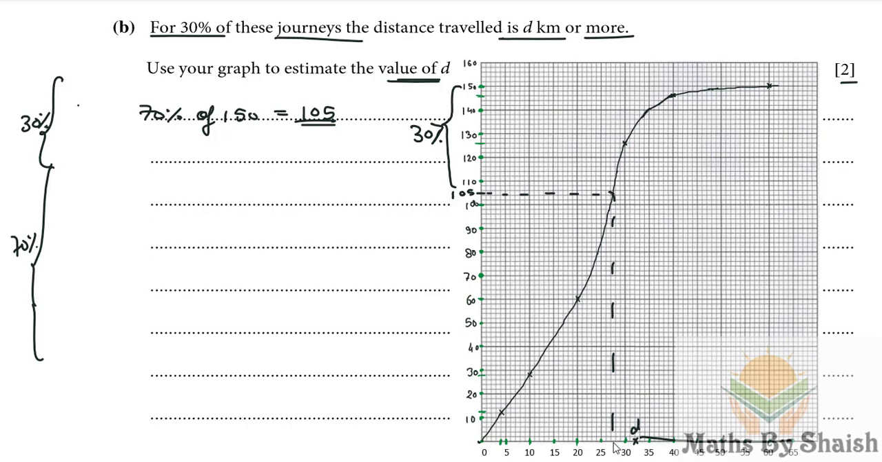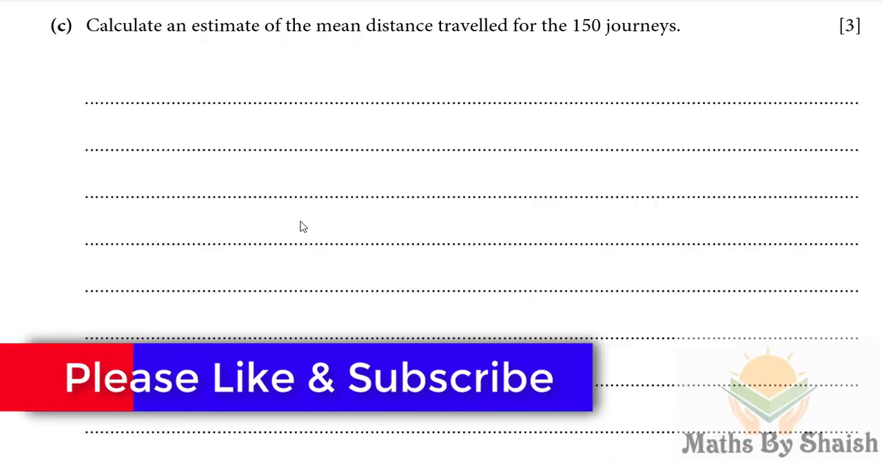It is somewhere here. So we can see it is either 25, 26, 27 or 28. So we can say the d value is approximate, because it's an estimation question, so d can be either 27 or 28. I will take it as, let's say, 27 kilometer. We can give any value between 27 and 28. I hope it is clear. Let's discuss the next part now.